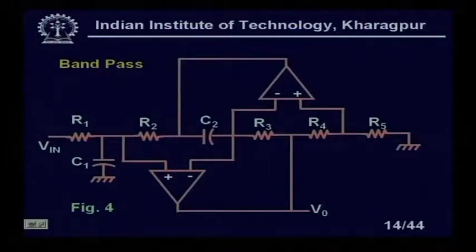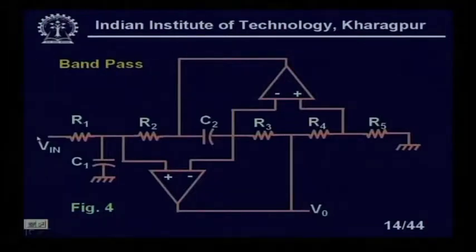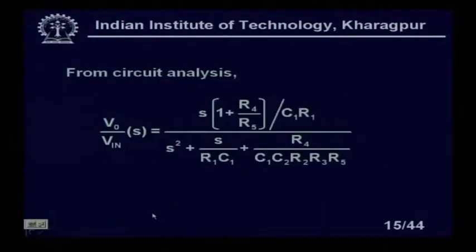Now, the band pass case. You see here similar structures, only there is some difference at the input side. Again I am giving the input at this position and taking the output from this position. So, again I am finding the transfer function V naught upon V in in the S domain. So, I will get a transfer function which looks like this.